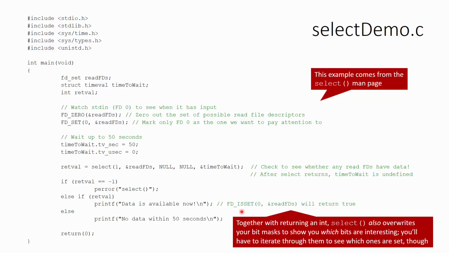In our case here, since we're only looking at one, we would expect that the return value would say 1 as its value, and we're expecting then that file descriptor 0, since it was the only one that we told it to care about, is going to return true as a result of calling FD_ISSET on it. Otherwise, the other possibility is 0, which means no data was returned within 50 seconds. So a great example that was on that man page. One of my favorites of all the examples that's actually listed on a man page.